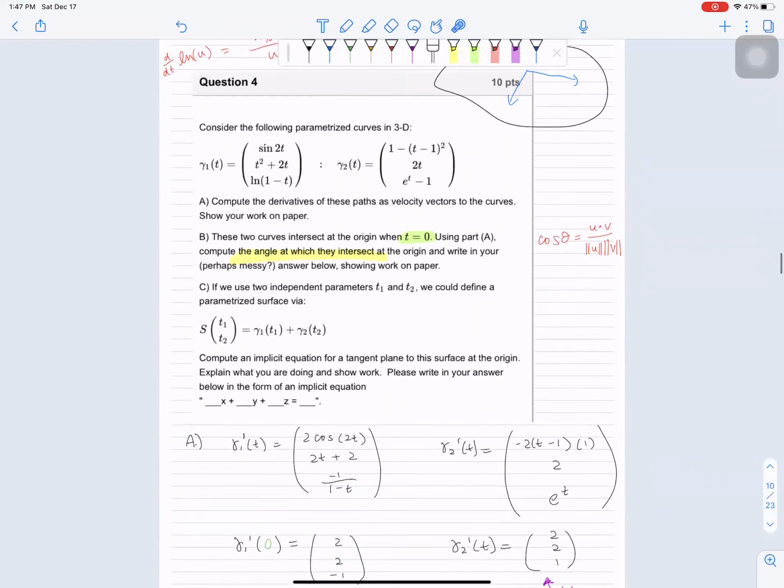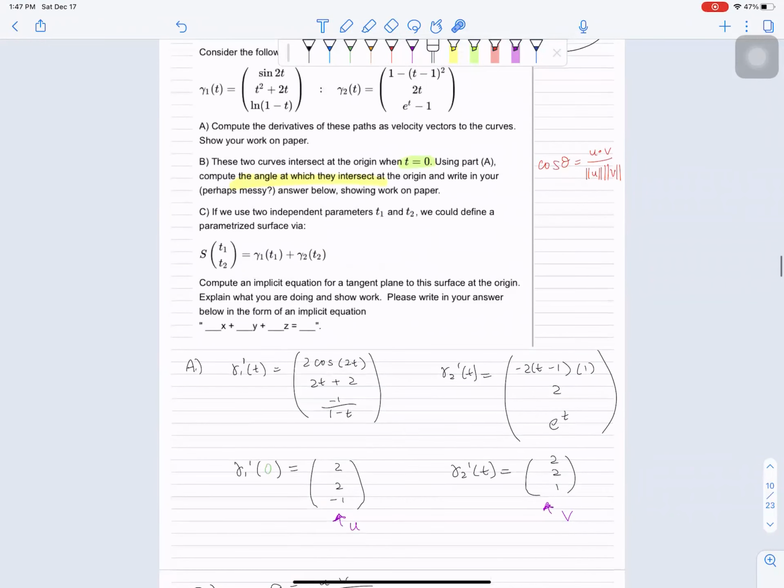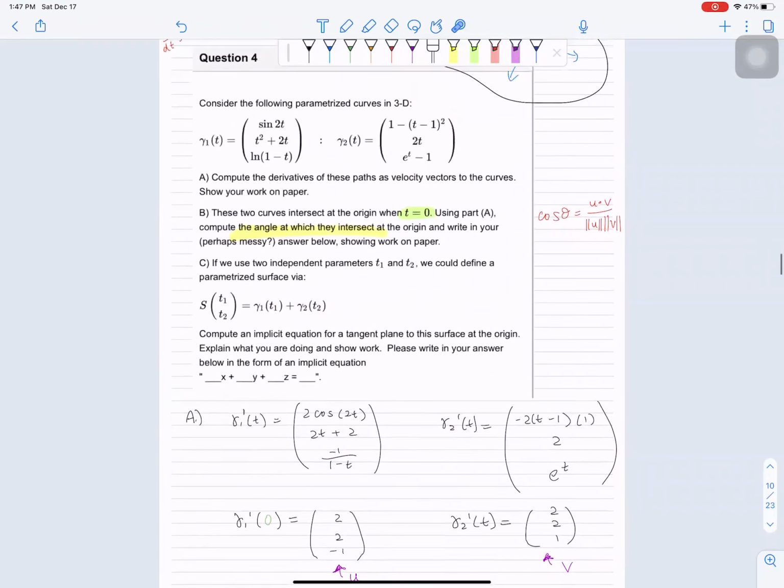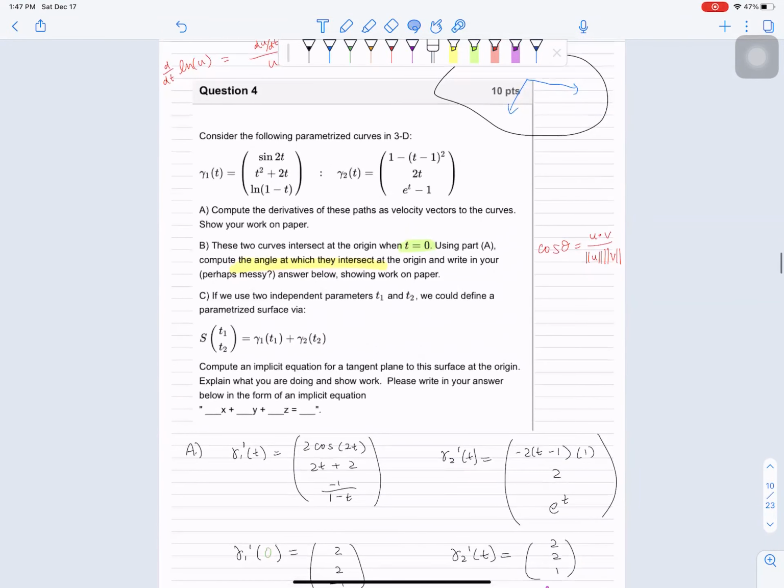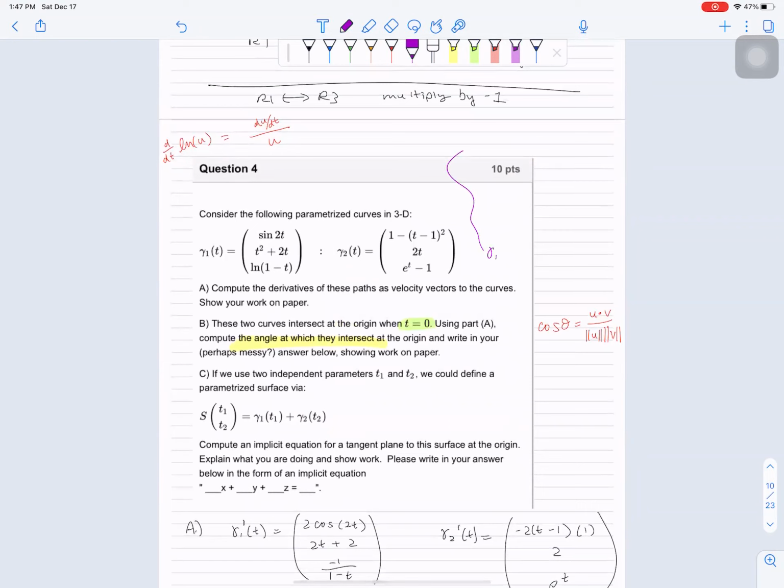Why couldn't we plug in t equals 0 for the non-derivative form? So, okay, the idea is that right now they're giving us two curves. So this is like gamma 1, some weird curve. This is some gamma 2, some other weird curve. In order to use my formula, I need actual vectors, but right now these are like weird curves. I don't have any straight lines, like I don't have any vectors.